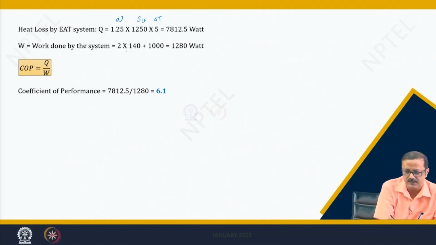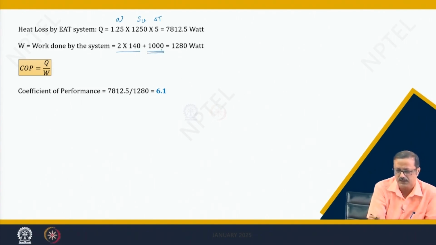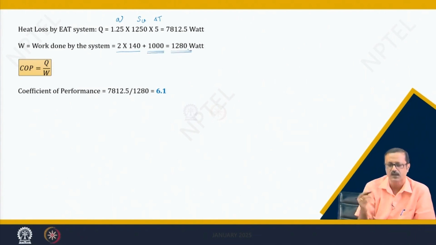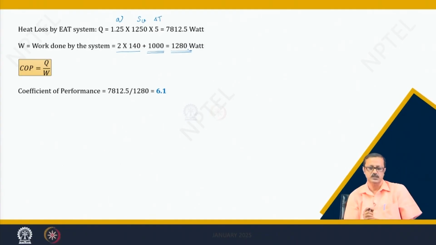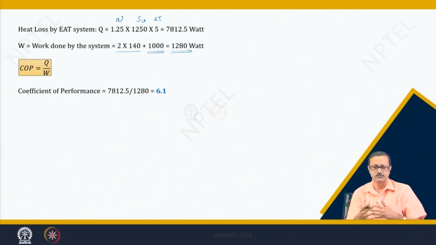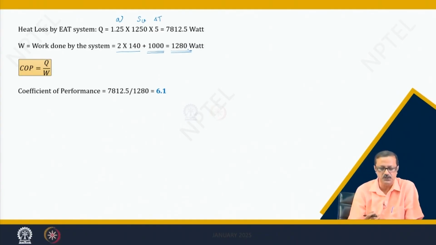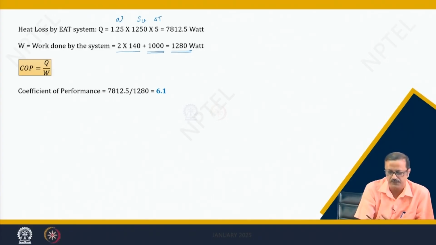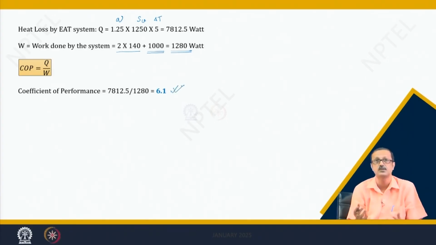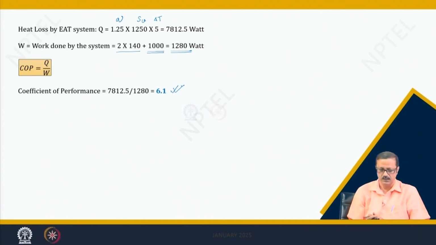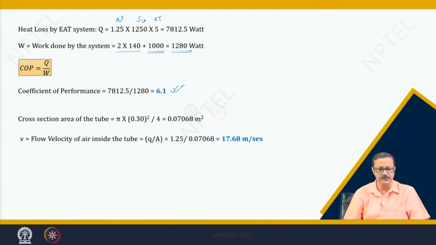The work done by the system: there are 2 pumps of 140 and 2 fans of 140, and 1 pump per 1000. So that much is my work expenditure. And so the coefficient of performance is 6.1, which is very good, I mean more than 1 and a very good number. So 6.1 is my coefficient of performance.